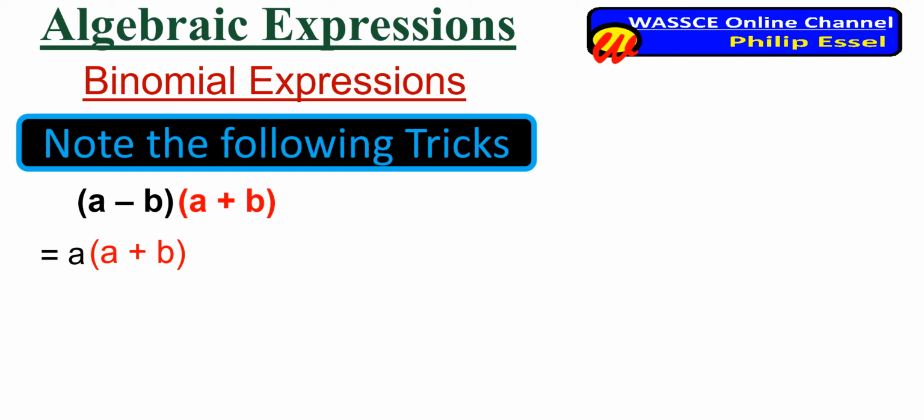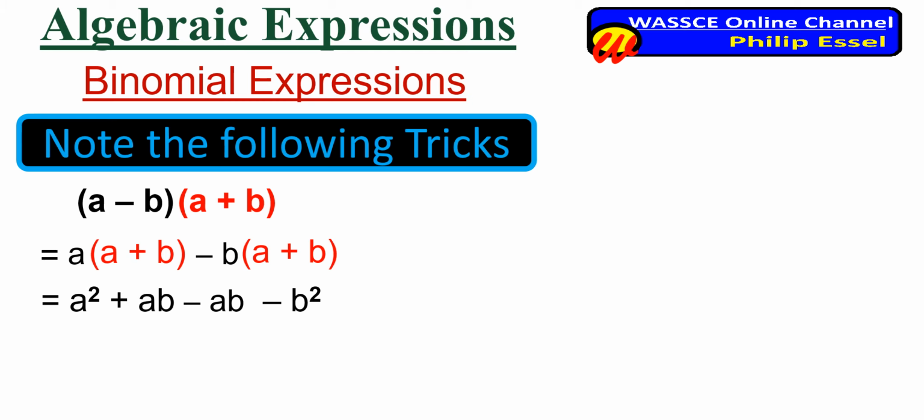We will then take the second term of the first binomial expression and multiply it again by the whole of the second binomial expression. So we'll take negative b and multiply it by (a plus b). The a times a would give us a squared. The a times b would give us ab. Let's move to the second part. The negative b times a would give us negative ab, and the negative b times b would give us negative b squared.